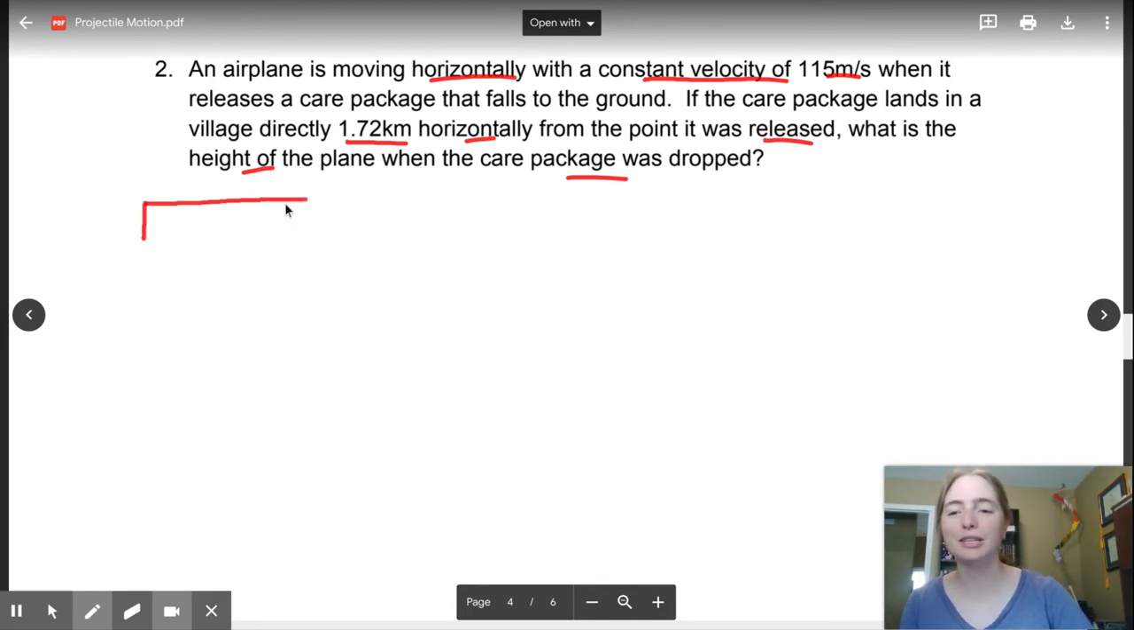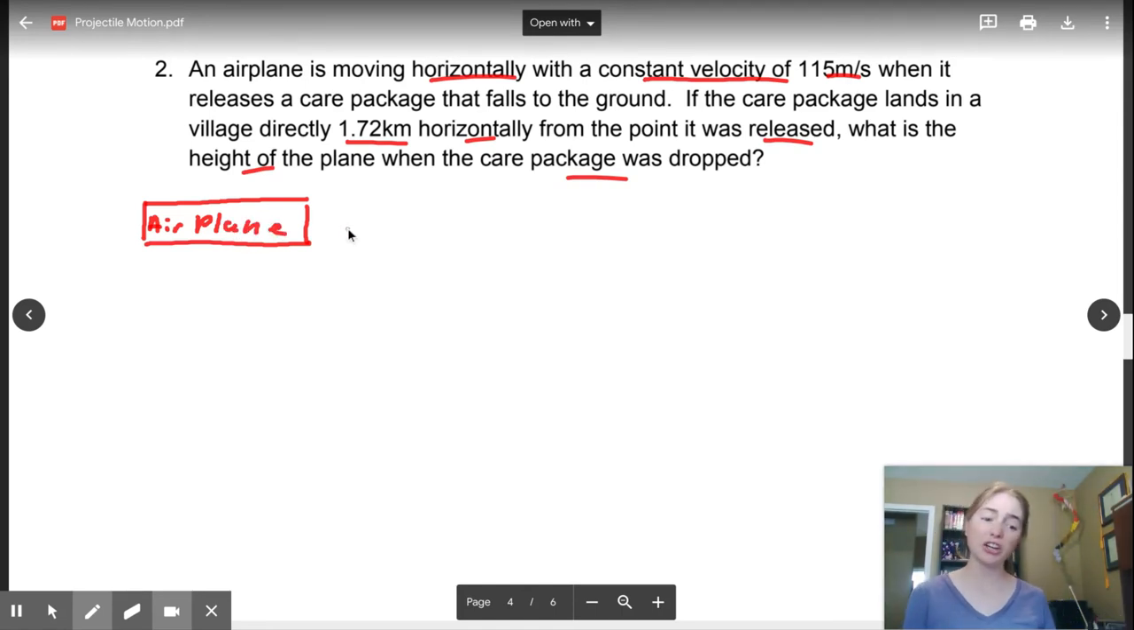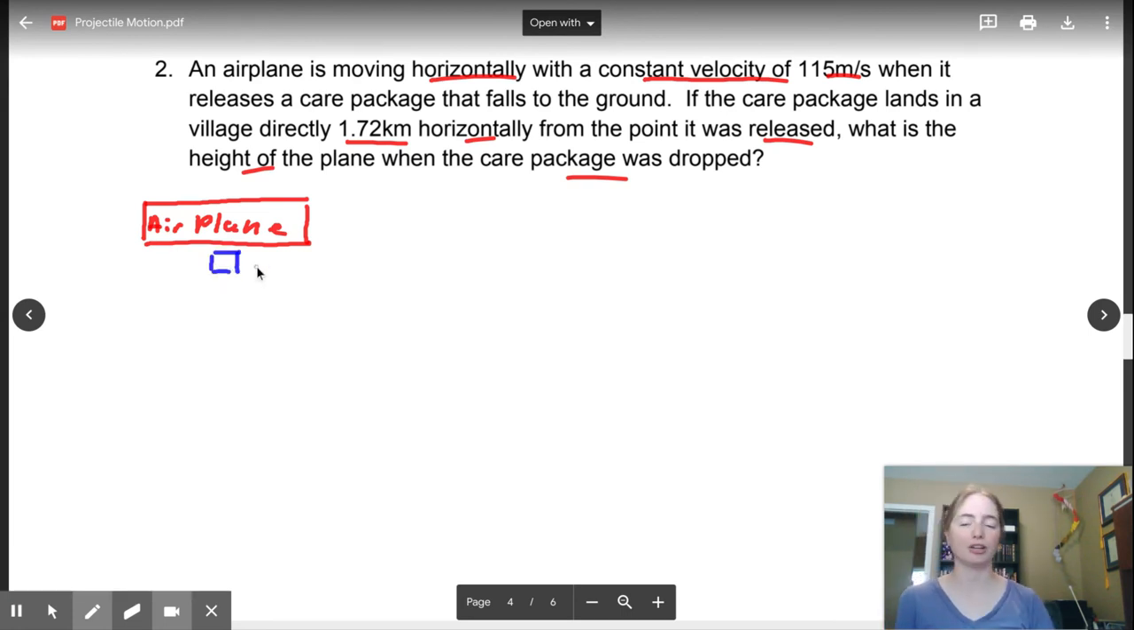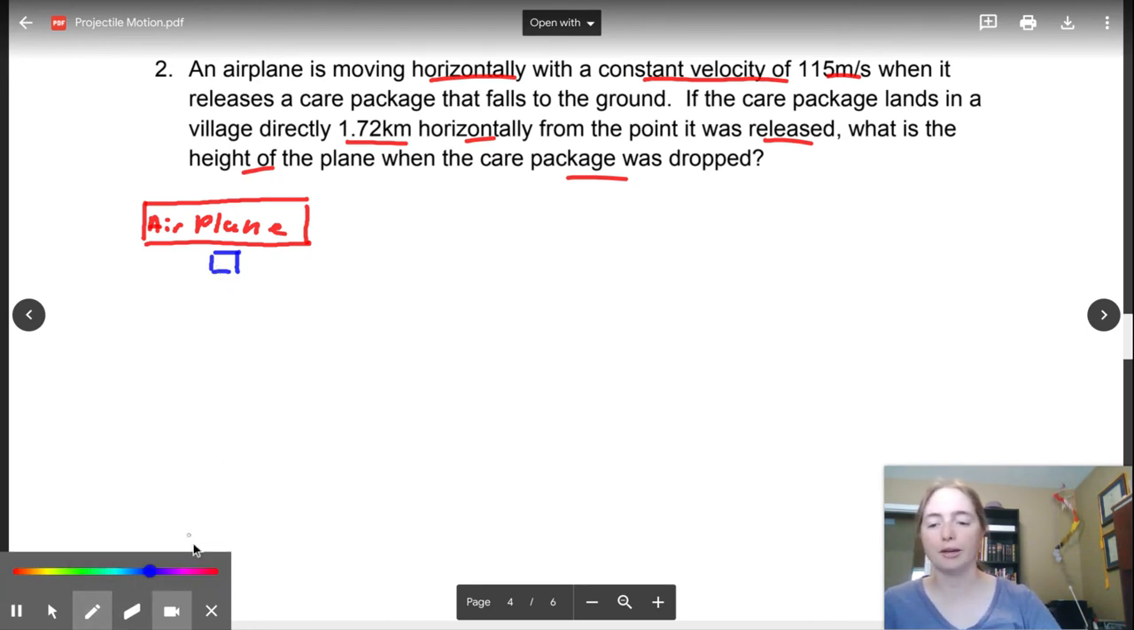So this box is my airplane. There we go. Fine art indeed. Now we have a care package. There's the care package. It is dropped from the airplane. You have been asked, what is the height of the airplane?